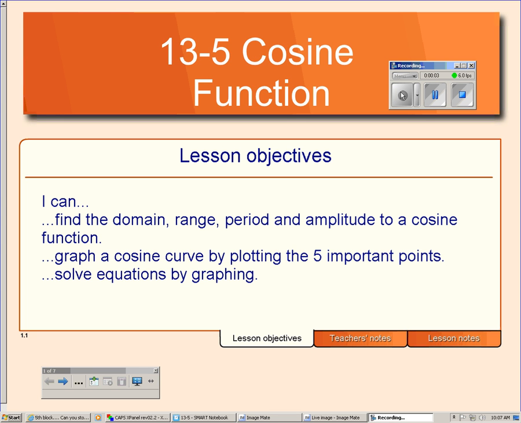Lesson 13.5 is about the cosine function. In this lesson, we will learn how to do all the things we did with the sine function, only with the cosine function. So basically, you're going to learn how to graph. And then we will use the graph to solve some equations.